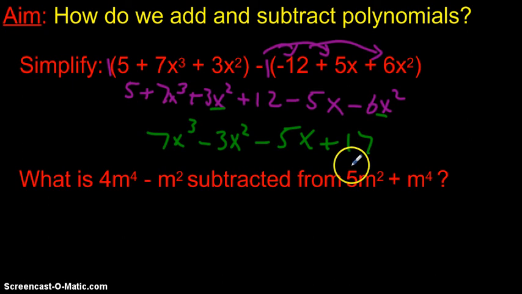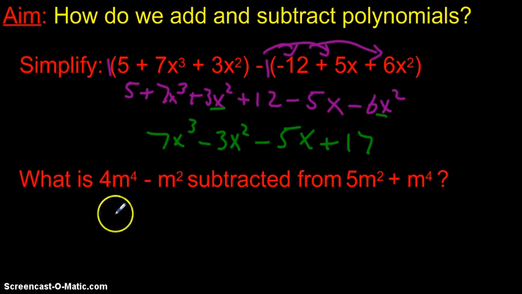Alright. Now the trick problem. This is the one that everyone messes up. Everybody messes this up. I've messed it up. I've taken this Regents before. I think I took this from the Regents I took. What is 4m to the fourth minus m to the second subtracted from 5m to the second plus m to the fourth? And now let's take a look at what happens.